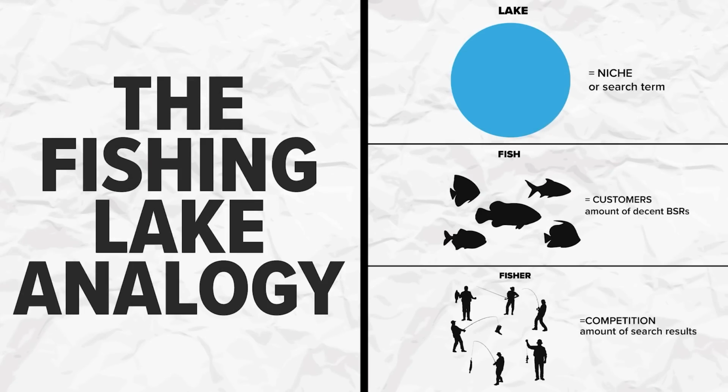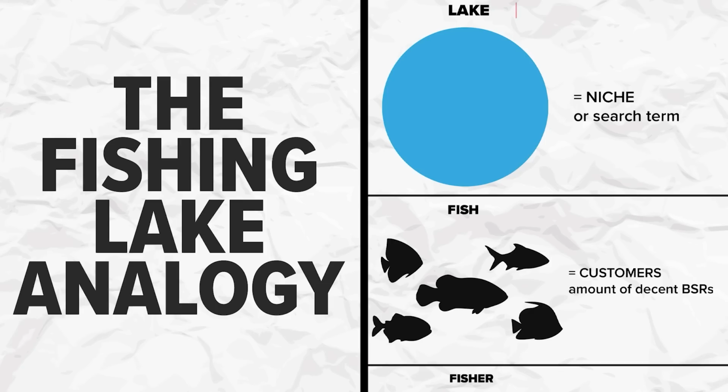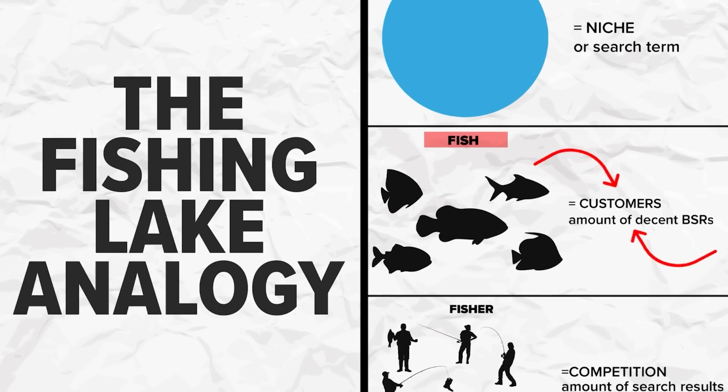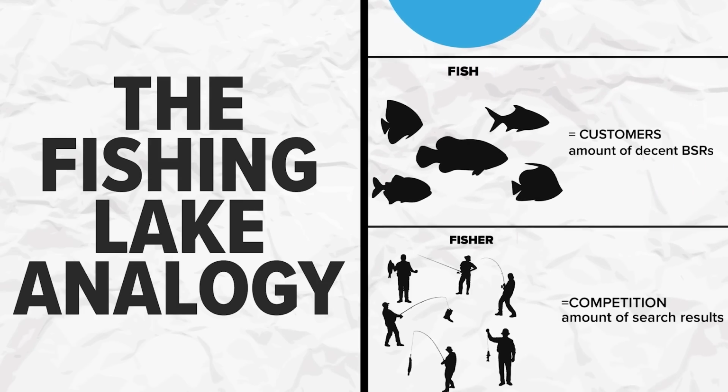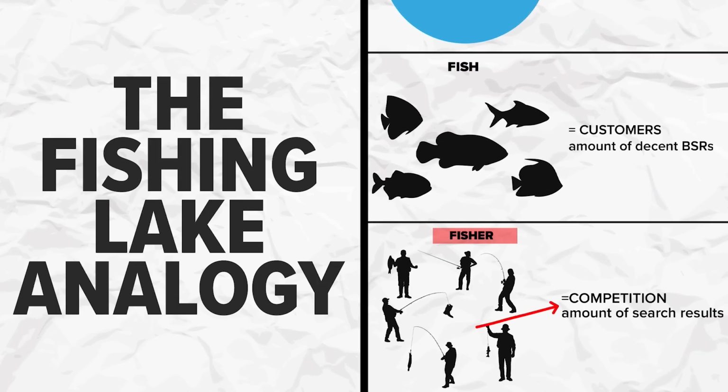So first of all, we need to understand what we're actually looking for when we're doing niche research. And in order to illustrate this, I created the fishing lake analogy. So the way this analogy works is we've got three different things right here. We've got a lake, that is essentially the niche or the search term. Then we've got the fish, and this is the potential or the customers, the amount of customers in this niche. And on Amazon, that would be represented with the amount of shirts that have a really good or decent BSR. Lastly, we've got the fisher, and this essentially is the competition within the niche, and that is represented by the amount of search results. And whilst doing niche research, you will typically find 4 different types of niches.